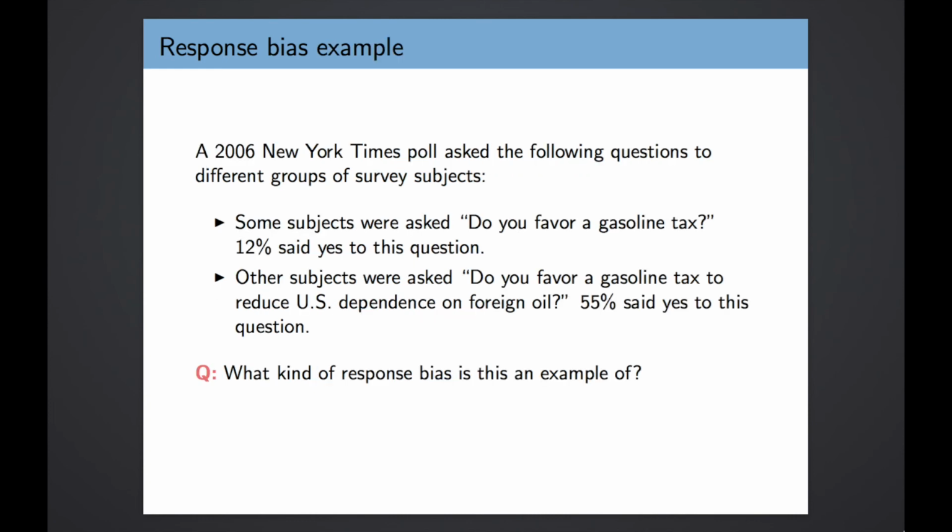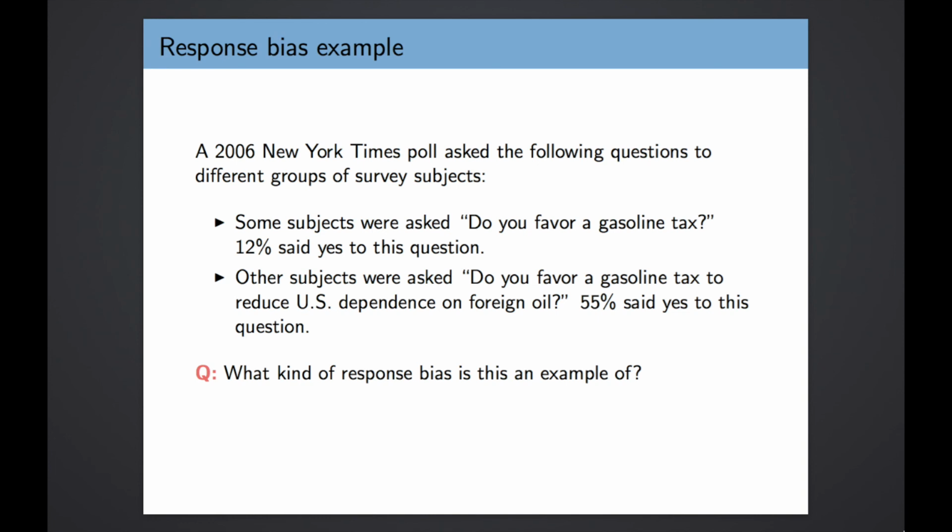To illustrate how response bias can play out in real life, let's look at this 2006 New York Times poll that asked these questions to different groups of survey subjects. One group of survey respondents were asked, do you favor a gasoline tax? And 12% of them said that they did. Other subjects were asked instead, do you favor a gasoline tax to reduce U.S. dependence on foreign oil? And in response to this question, despite it asking about the same thing, the gasoline tax, 55% said yes.